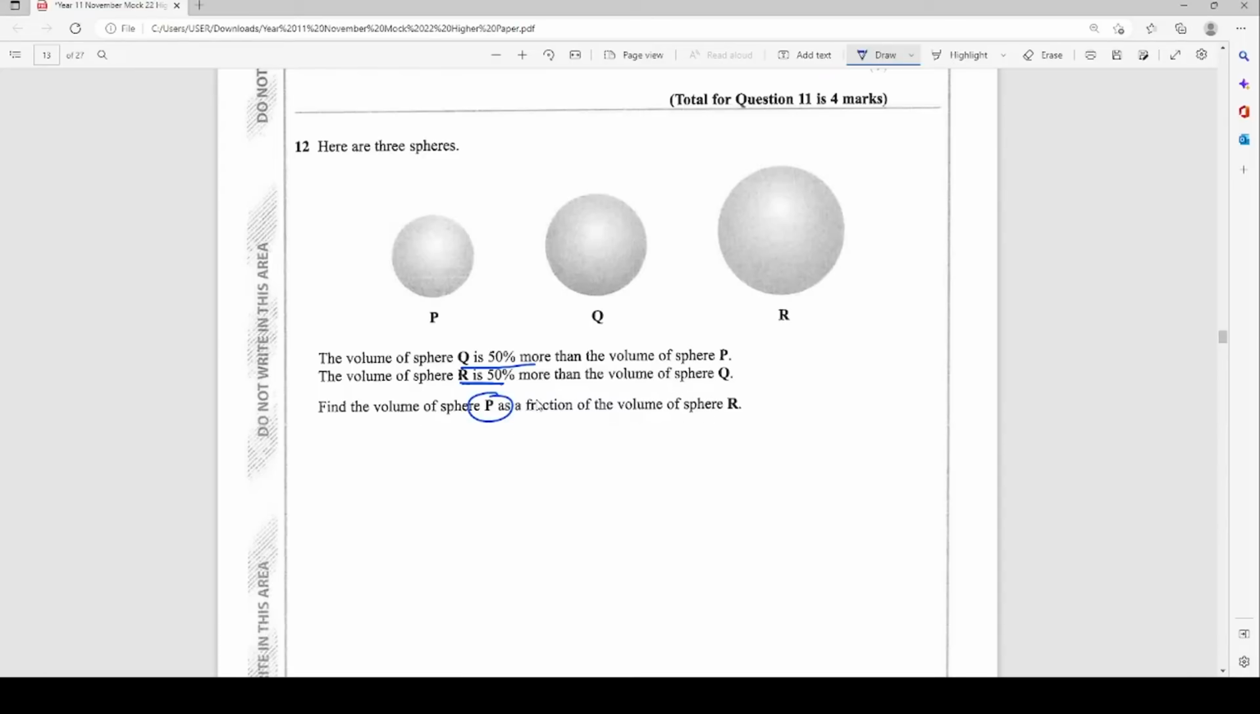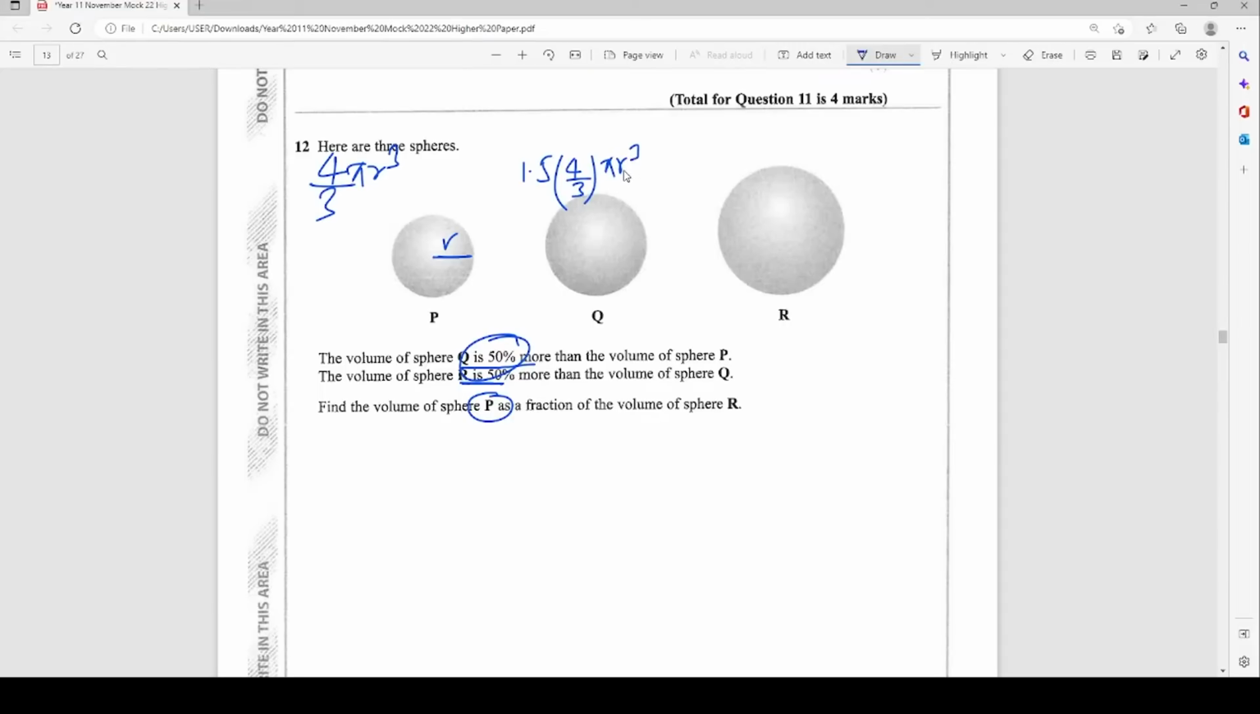So if we look here, how do we calculate the volume? The volume of a sphere is 4 by 3 pi r cubed. I'm just assuming the radius is r here. In order to get 50% more volume, it means that this should be 1.5 times the volume of P. So 4 by 3 pi r cubed.